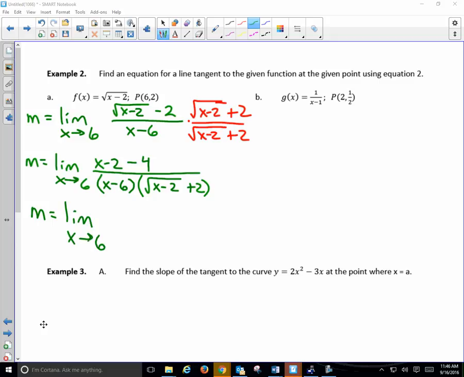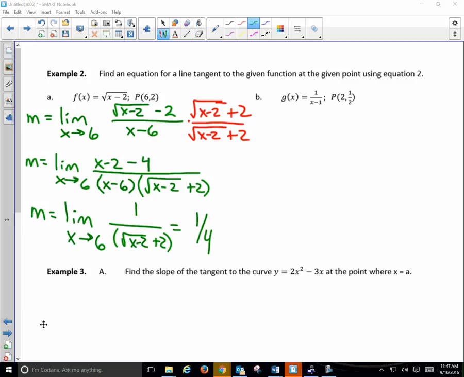So everybody agree this will be an x minus 6 over an x minus 6? So I'll get 1 over the square root of x minus 2, plus 2. Can I plug in the 6 now? Understand that when you're plugging in this 6, you're filling that removable discontinuity. That's what's happening. So as we do that, we get 6 minus 2 is 4, square root is 2, plus 2 is 4, so I get 1 over 4. So that's the slope.